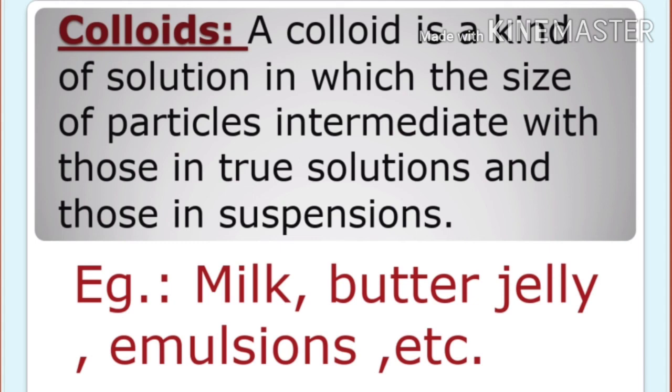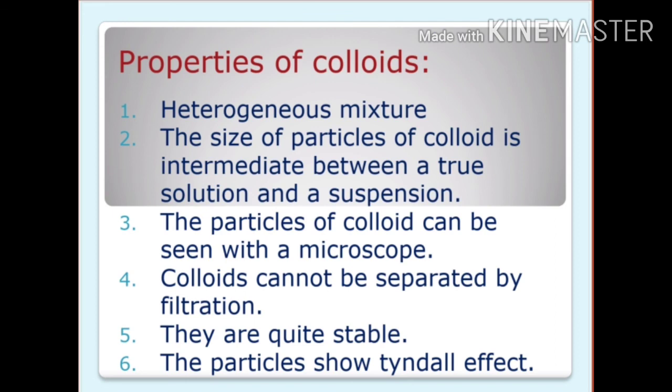Is that clear? So colloid, the size of solute particles of colloid is intermediate with those in true solution and those in suspension. Example: milk, butter, jelly, emulsions, etc. So these are all the examples of colloid. Please learn them. All right. So I hope you have understood the difference between a suspension and a colloid. Now, what are the properties of colloids? Number one, heterogeneous mixture. Same, uniformly mixed नहीं होते हैं solute particles solvent के अंदर. That is why it is known as a heterogeneous mixture.